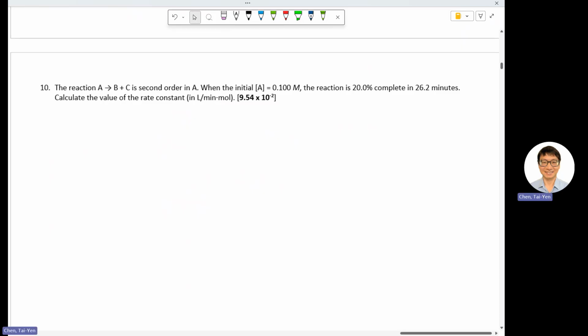Question number 10. The reaction A decomposes into B plus C and is second order in A. When the initial A concentration is 0.1 M, the reaction is 20% complete in 26.2 minutes. Calculate the value of the rate constant.